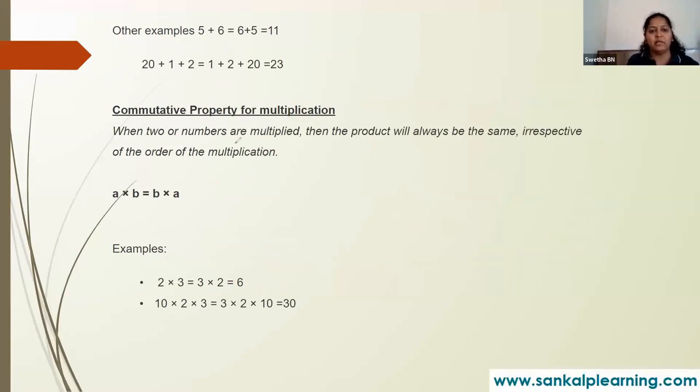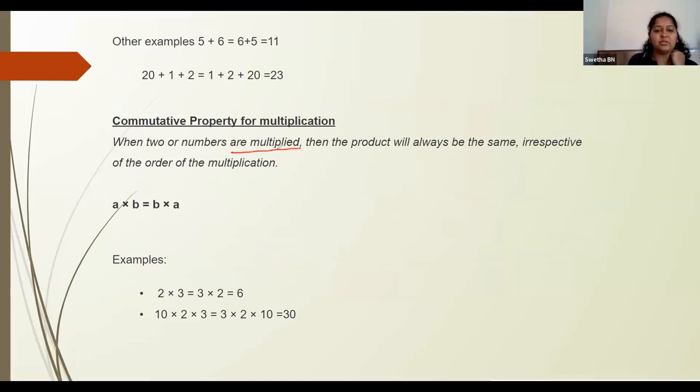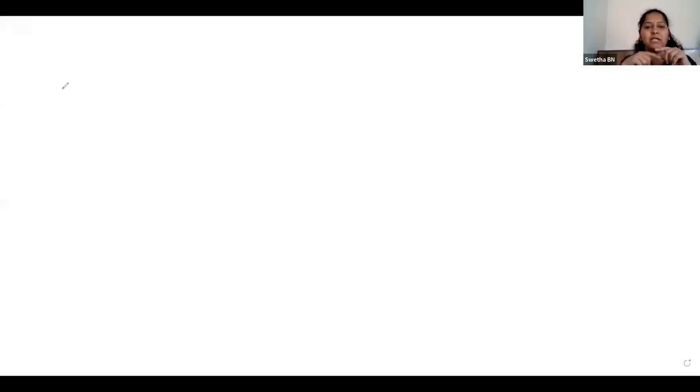See, when two numbers are multiplied, so this is for multiplication, the product will always be the same irrespective of the order of the multiplication. Okay, I'll show you that. What is the property, children? Everyone say the property. Commutative property. Tell me once again. Commutative property. See, what is commutative property? Let us take two numbers.